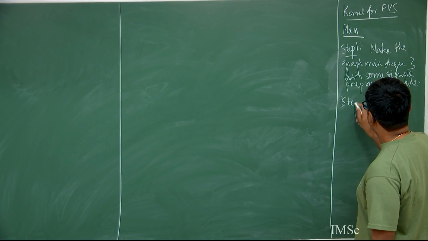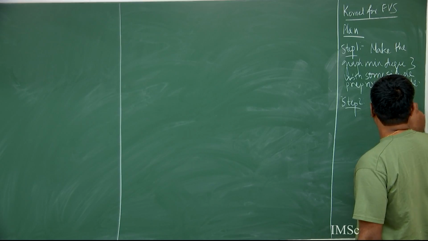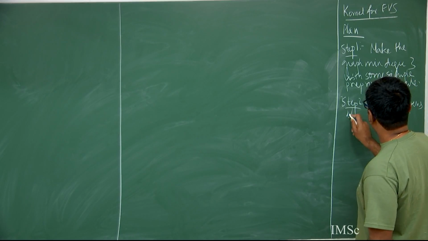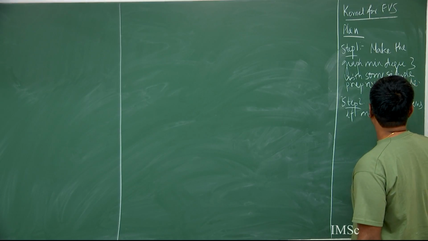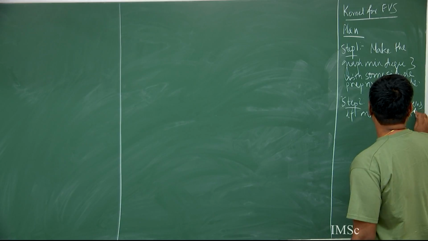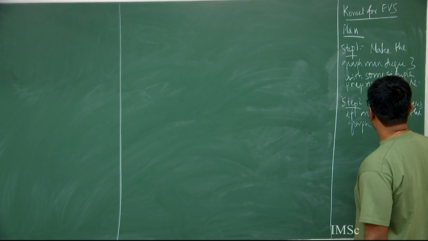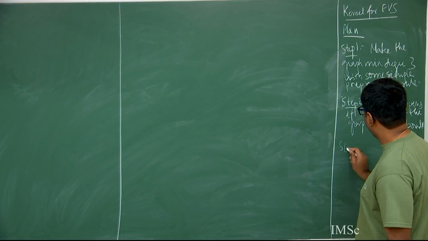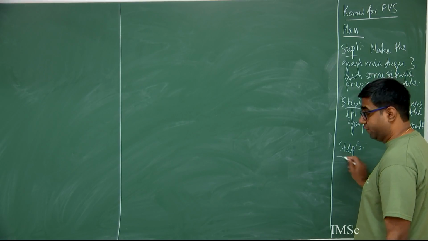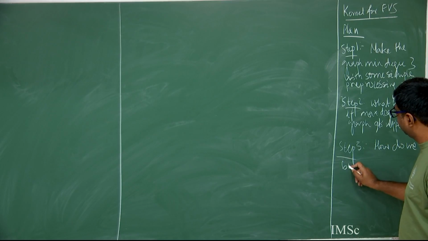Step 2, we'll see what happens if the max degree, not min degree, max degree of the graph gets upper bounded. And step 3, finally, how do we bound the max degree?